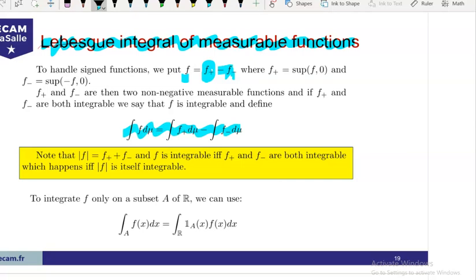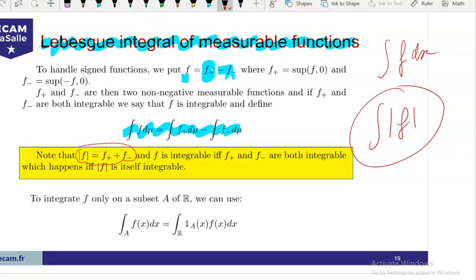What is important to note is that in order for these two integrals to converge, we need the integral of the absolute value of f to converge, because the absolute value of f is f plus plus f minus. So when we say that something is Lebesgue integrable, it's not only that the integral of f is converging, it's really that the integral of the absolute value of f is converging. These are Lebesgue integrable functions.